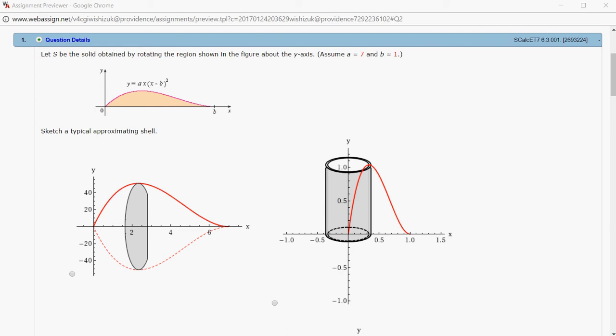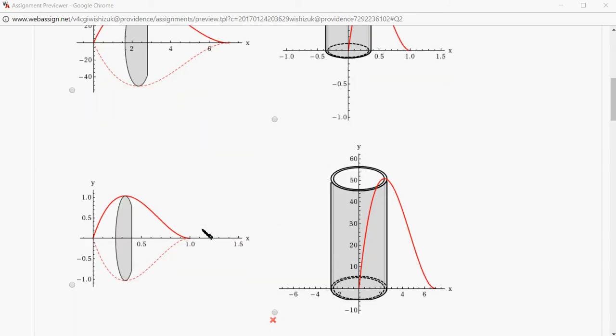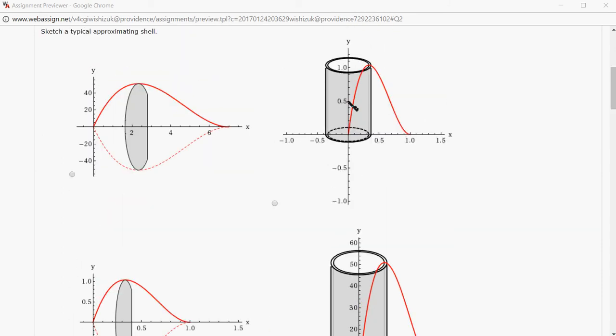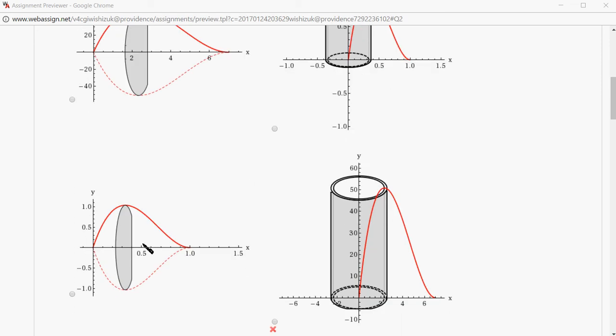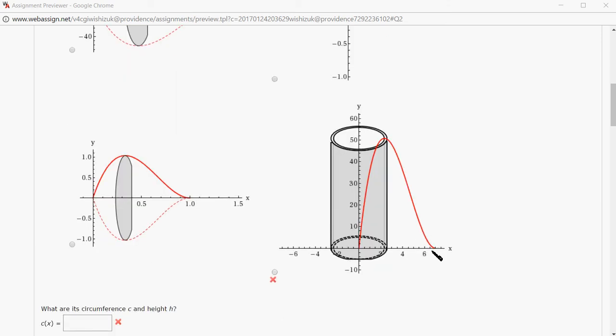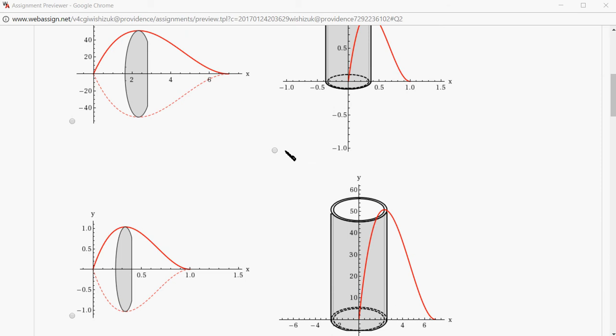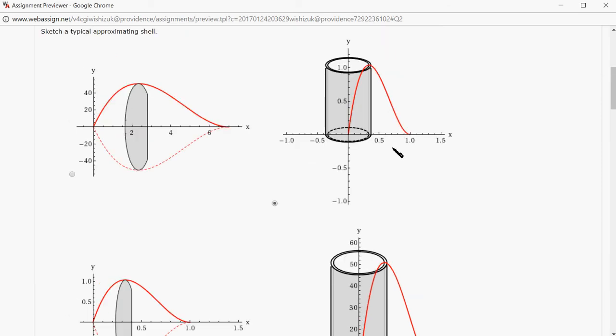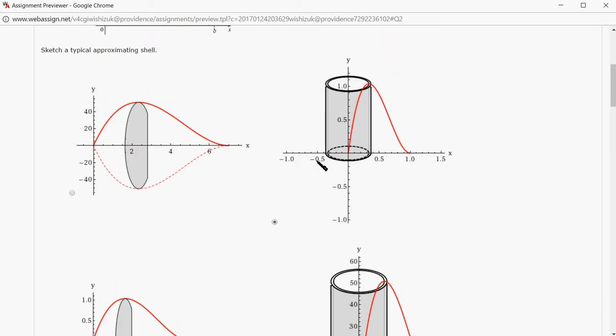Right, so it looks like the first picture is actually not correct, because b is 1. The second one looks promising, and the third one is not going to be it because they're using a disk method here. And here, this is too big. It's supposed to hit 1 there. So the correct picture is the second one. So why don't we borrow this picture, then set up the integral using the shell method.